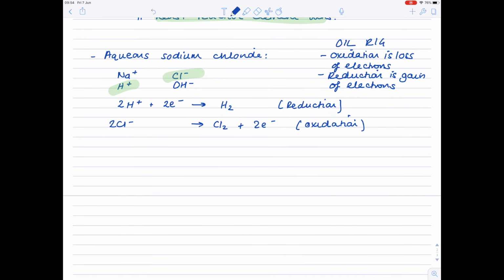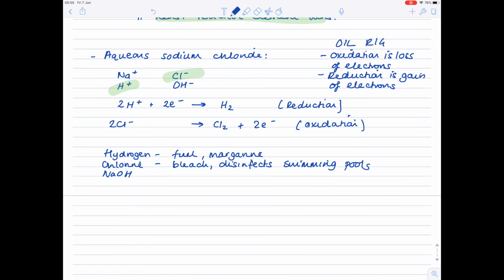So the reason we carry out this process is because hydrogen makes a good fuel and is used to make margarine. Chlorine is used to make bleach and disinfect swimming pools. And the leftover sodium hydroxide in solution is used to make paper.